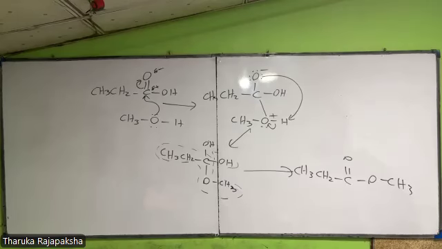Alcoholic base, OH minus, cannot directly attack. It will attack somewhere else. That somewhere else is the hydrogen. Look. Hydrogen, hydrogen, hydrogen, carbon, hydrogen, hydrogen, OH.